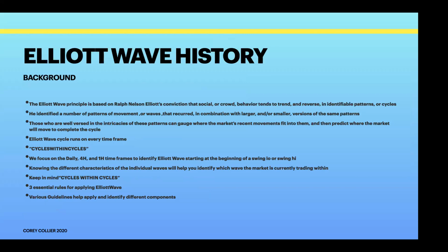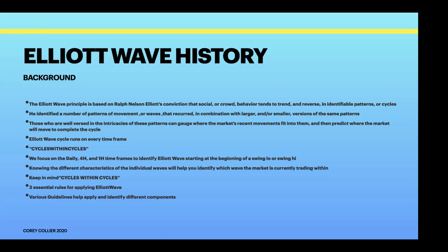Sorry about that, guys. So, Elliott Wave history, guys. Here's the background on it. The Elliott Wave principle is based on Ralph Nelson Elliott's conviction that social or crowd behavior tends to trend and reverse in identifiable patterns or cycles. He identified a number of patterns of movement or waves that reoccurred in combination with larger and/or smaller versions of the same patterns. That single line alone is why I say keep in mind cycles within cycles, right? Those who are well versed in the intricacies of these patterns can gauge where the market's recent movements fit into them, and then predict where the market will move to complete the cycle.